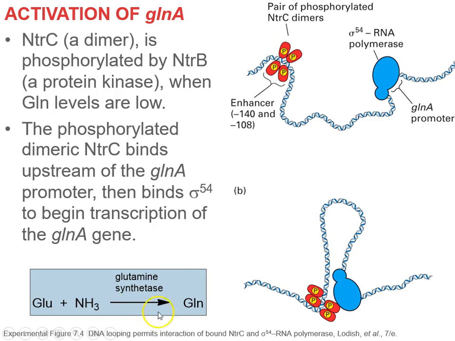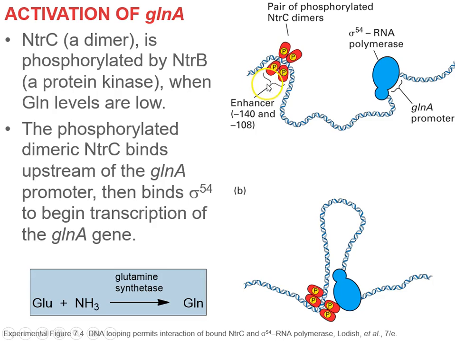Again, just to remind you, glutamine synthetase is the enzyme that we need if we need glutamine. So glutamine is in short supply. We can make it from glutamate and NH3. NtrC is a dimer, and it needs to be phosphorylated, and it's phosphorylated when glutamine levels are low, and I'll show you that in a second. So we have dimers, but we have a dimer of dimers. Here the P means that this thing is phosphorylated. And again, it is way upstream.